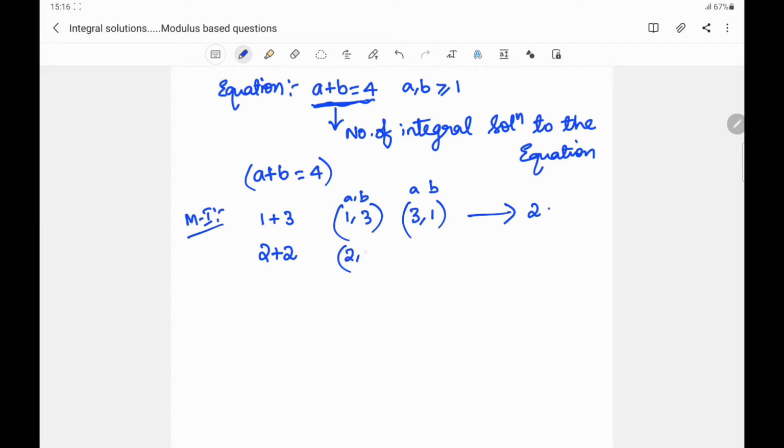So a is 2 and b is 2. These two can be interchanged among themselves. Even if they are interchanged, it will be the same. So this is one way. So total we have 3 solutions to this equation a plus b equals to 4.